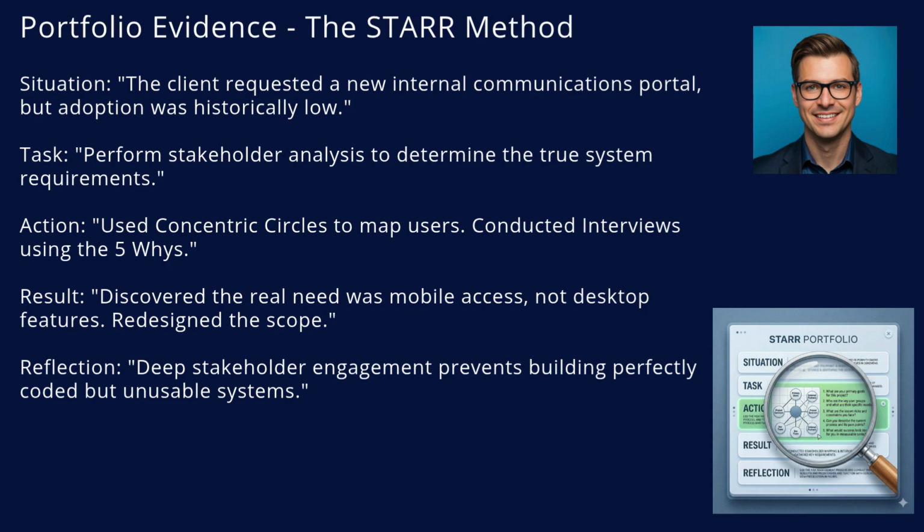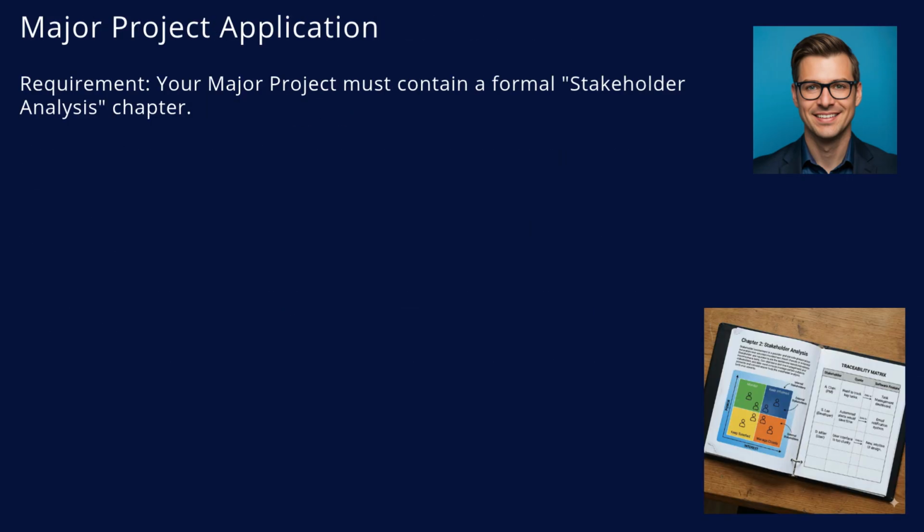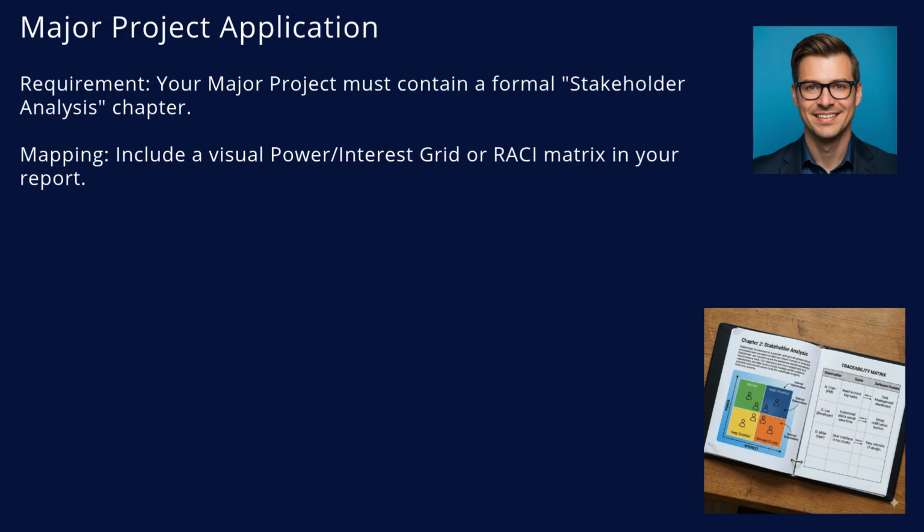actually wants to use. If you are executing your major project, Skill 28 is the foundation of your initial chapters. You must include a formal stakeholder analysis section. You must provide visual mapping. Include a completed power, interest grid or RACI matrix within your report to prove you systematically analyzed the human landscape.